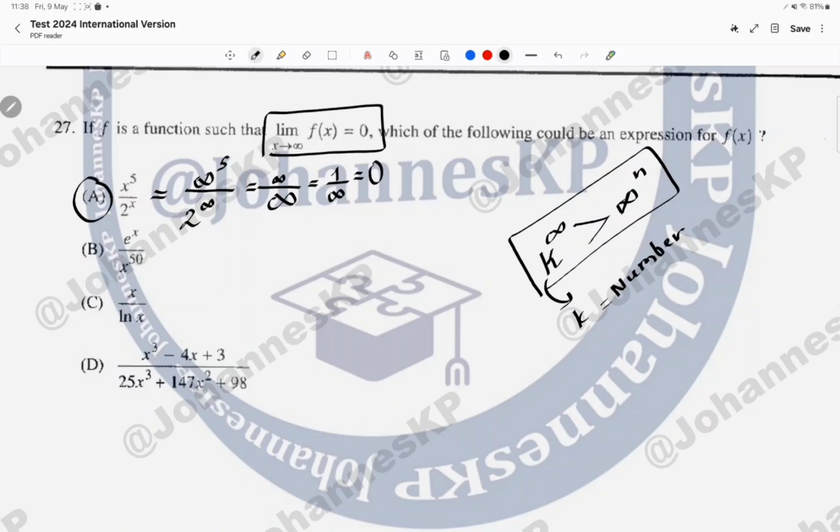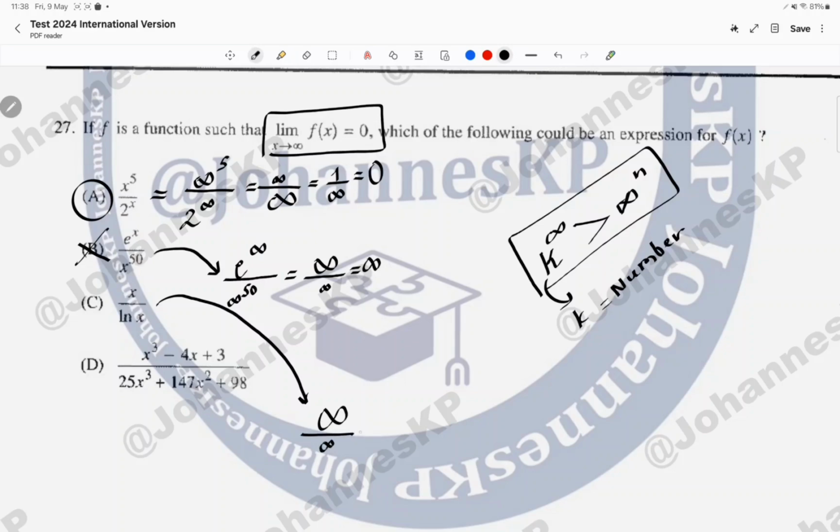So it's choice A. Let me tell you why the others are wrong. This will be e to the power of infinity, infinity power 50, which is like saying huge infinity over small infinity, which is infinity. So B is out. This is like saying big infinity over small infinity, infinity. And here, whenever you have complex powers, take the coefficient of the highest power. So 1 over 25. So also wrong.